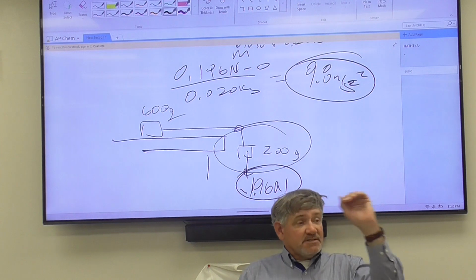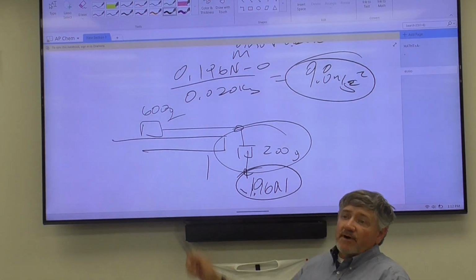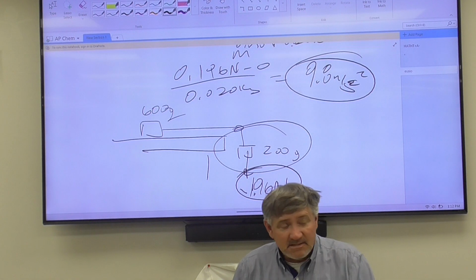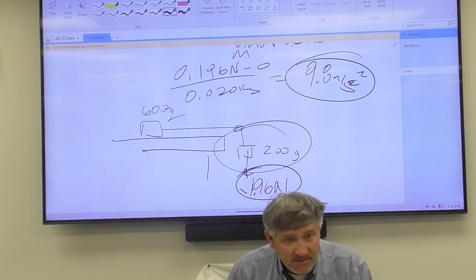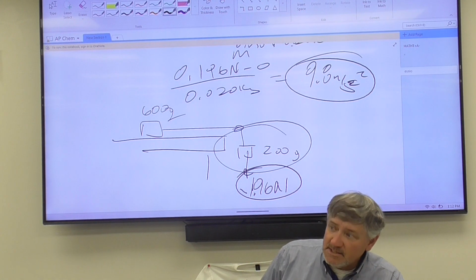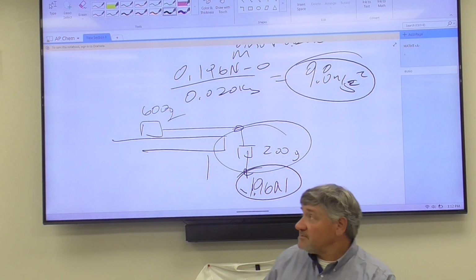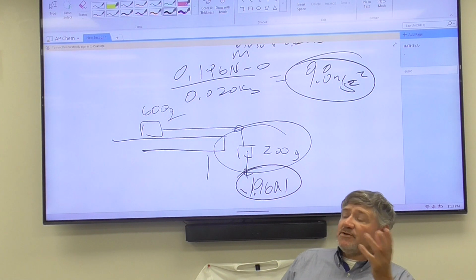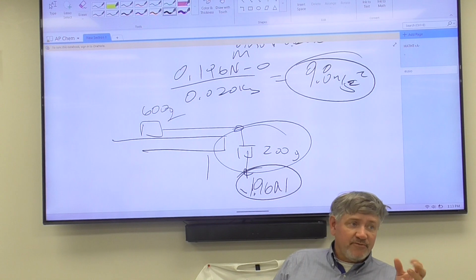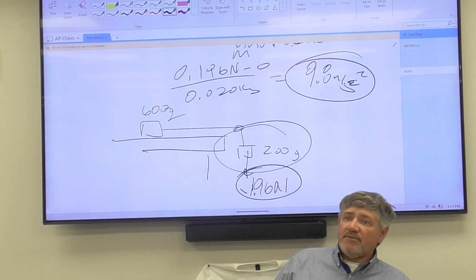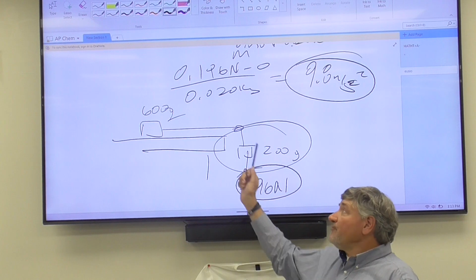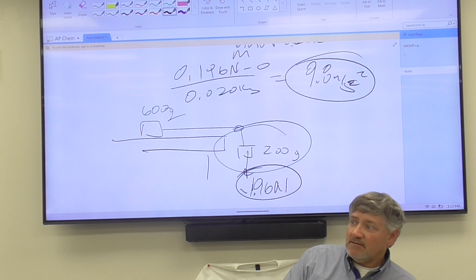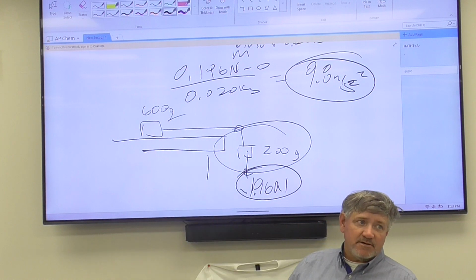So here's the most common misconception. Oh, 600 grams, that's an opposing force. It's not. Does it have mass? Yes. Does it resist motion? Yes, absolutely. But so does the 200 gram mass. The 200 gram mass doesn't want to fall. If you had 200 grams in a zero gravitational field and I let go of it, it would just float right there. So everything resists a change in velocity, the 200 grams and the 600 grams.